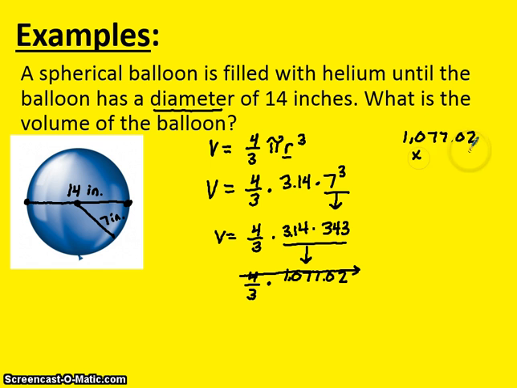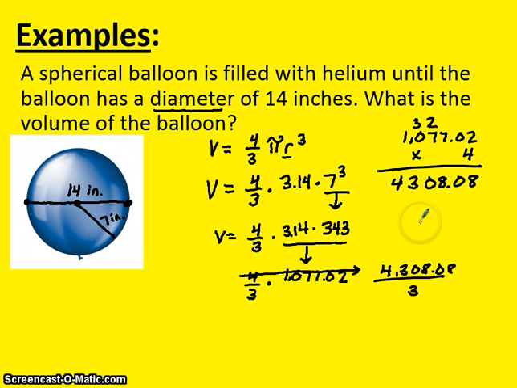So I'm going to take 1077.02 times 4. 4 times 2 is 8, 4 times 0 is 0, 4 times 7 is 28, 4 times 7 is 28, and 2 more makes 30. 4 times 0 is 0, and 3 more is 3. 4 times 1 is 4. Again, we have two decimal places. So 4 times 1077.02 was 4308.08, but we still have to divide that by 3. So I'm going to take 4,308.08 and divide that by 3.